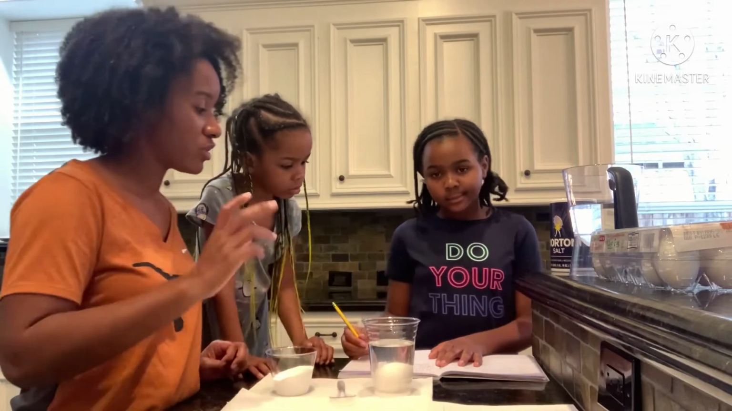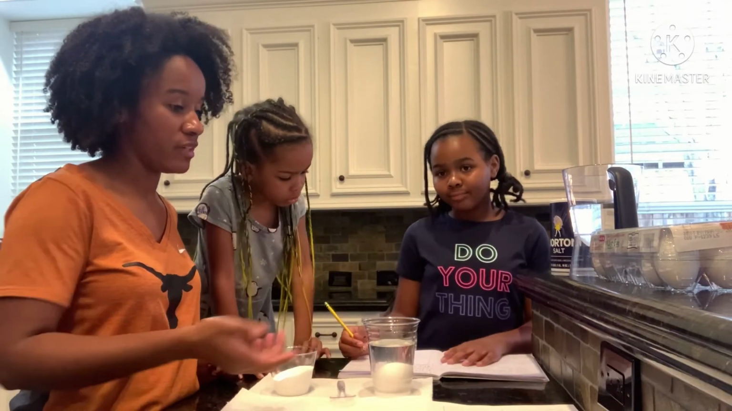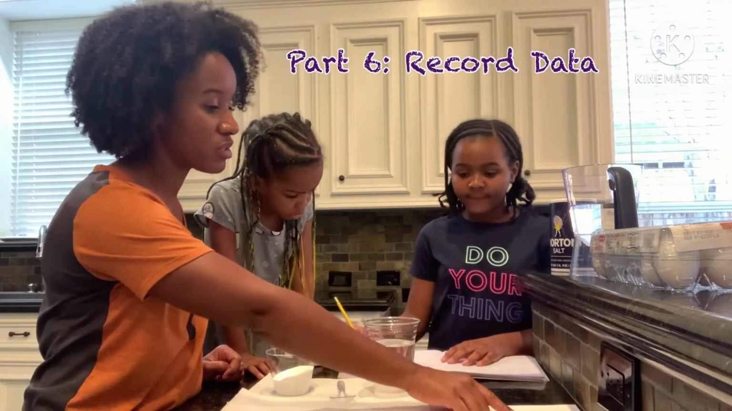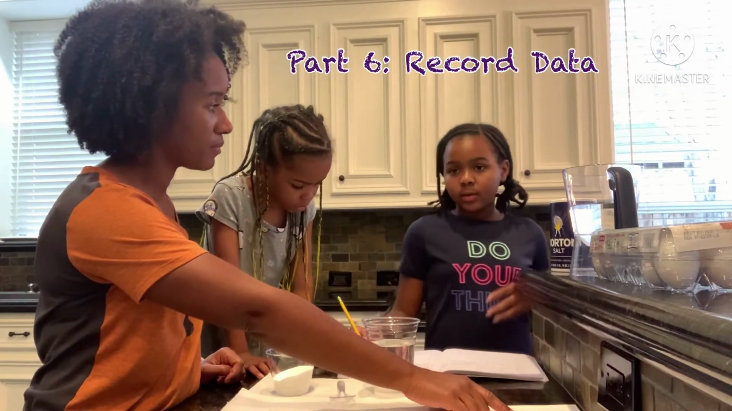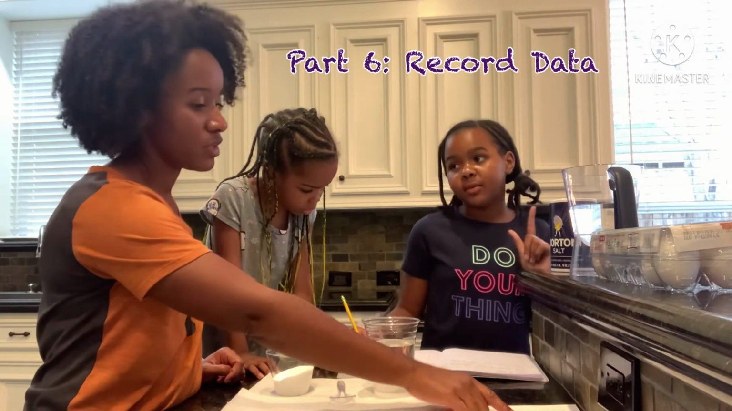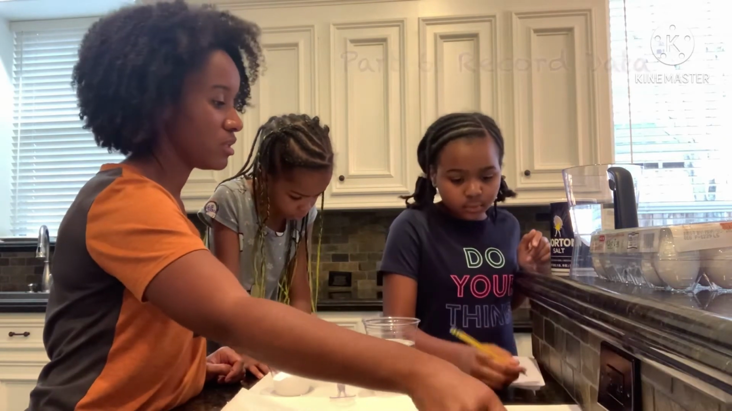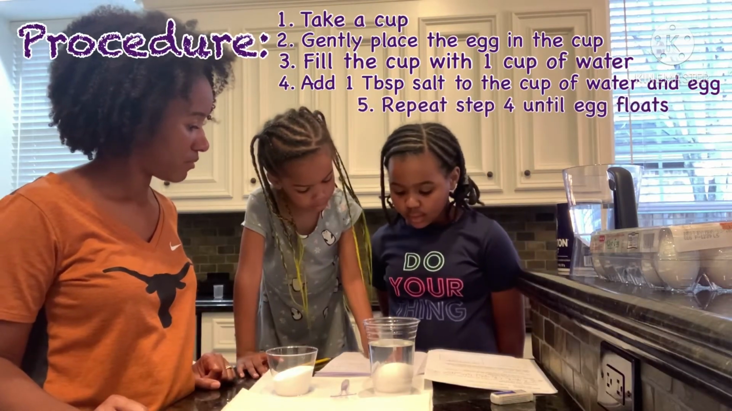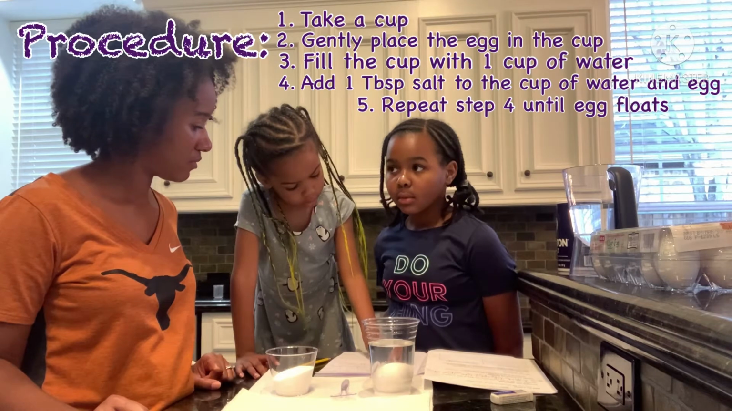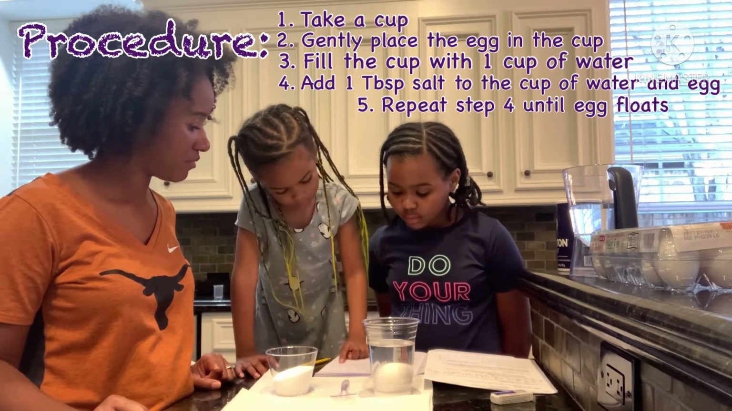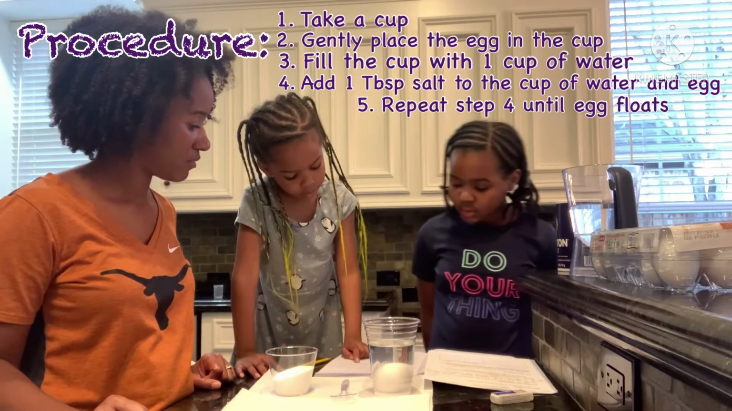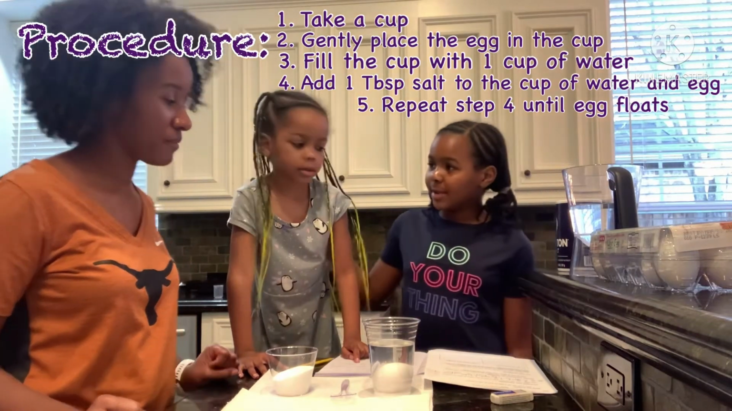So now we're going to start recording your data. The amount of salt. How much salt did you add? Only 1 tablespoon. All right, so write 1 T. What does step 5 say? Add salt 1 tablespoon at a time until the egg floats. Very good. Good job, Cameron. You read it.